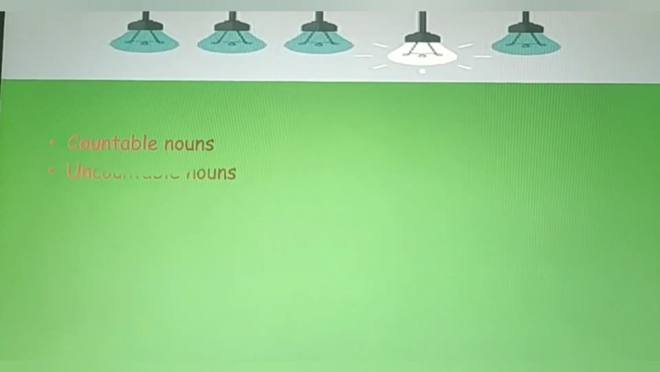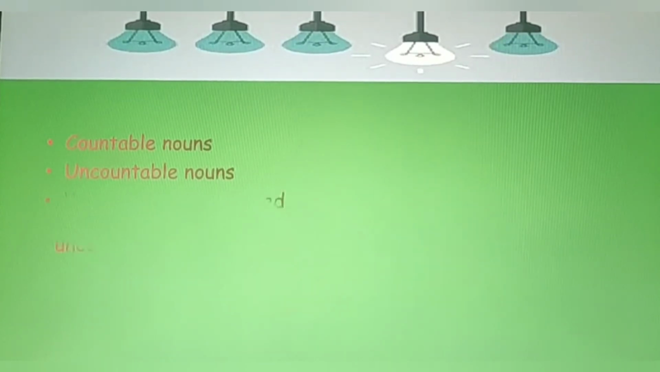Then we learned about uncountable nouns. Uncountable nouns are things we cannot count. Uncountable nouns are also known as non-count nouns. They are always in the singular form. For example, money, milk, sugar, etc.